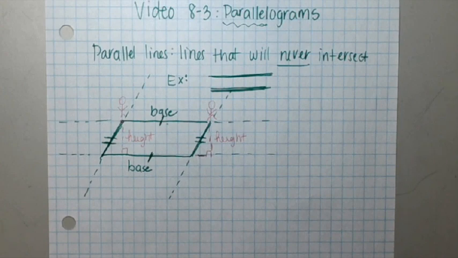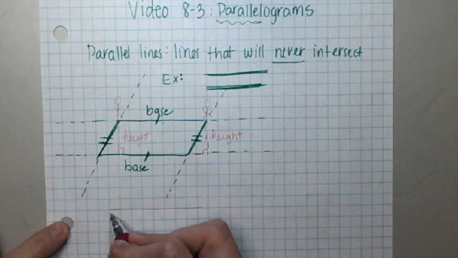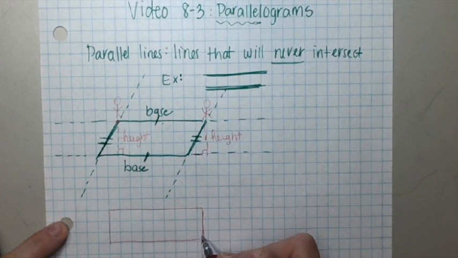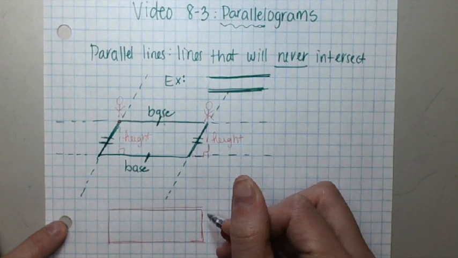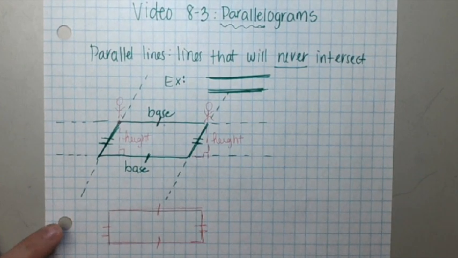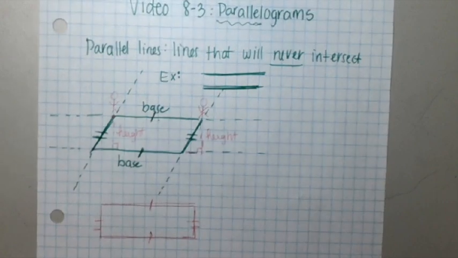Okay? And then I want to talk about three other polygons that could be considered a parallelogram. Those three things, one would be a rectangle. Okay, a rectangle has two sets of parallel lines. There's one set and there's two sets. Okay, and opposite sides are the same length, so that would qualify as a parallelogram.